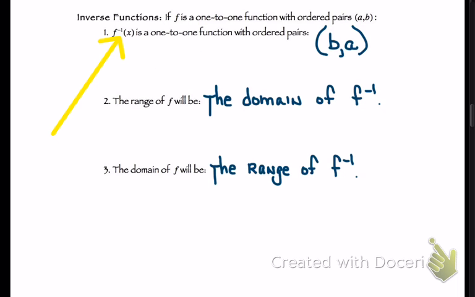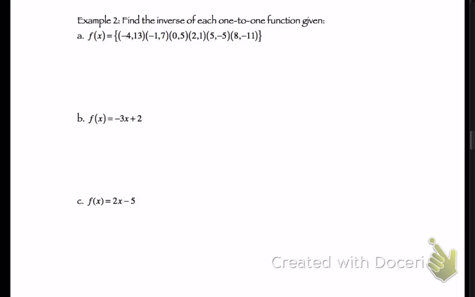Okay, so let's go back here. Let's kind of write that. The range of the original will be the domain of the inverse. Okay, and then number 3, the domain of the original will be the range of the inverse. Okay, so you're simply just switching them to find your inverse. Let's practice.